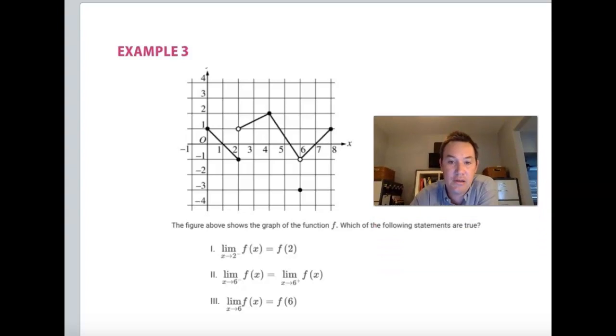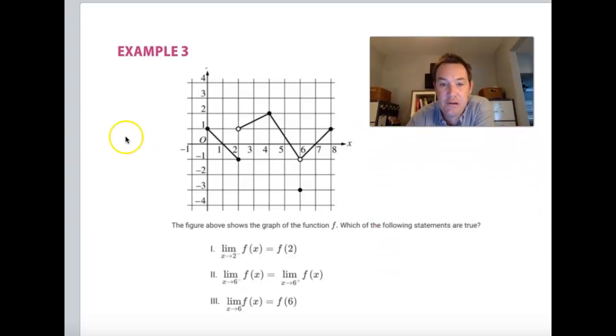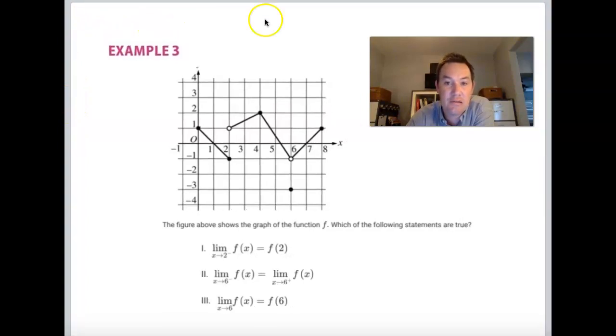All right, let's try another one. So example 3, in the figure, we're shown a function f. It's a piecewise function, and we're just asked which of the following statements are true? The first statement: the limit of f of x as x approaches 2 from the left is equal to f of 2.